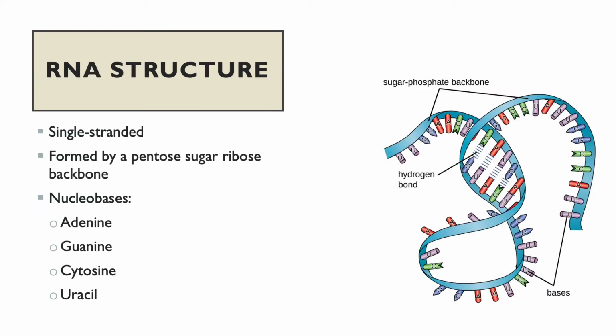RNA is found to be single-stranded with ribose as the sugar backbone. With it are the nucleobases adenine, guanine, cytosine, and uracil. Uracil serves as an alternative for thymine as a nucleotide base. However, it is just an unmethylated form of thymine.